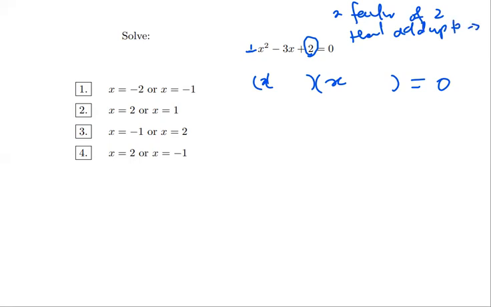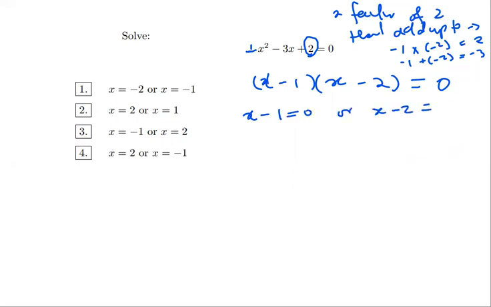So let's try -1 times -2. If you multiply two negative numbers, you get a positive number. So this is 2. And if you add -1 plus -2, this is -3. So it looks like we have to do x minus 1 and x minus 2. Okay, cool. So those are our two factors. Then if you multiply these two numbers together to get 0, it means that x minus 1 equals 0 or x minus 2 equals 0. So we have to solve these equations.